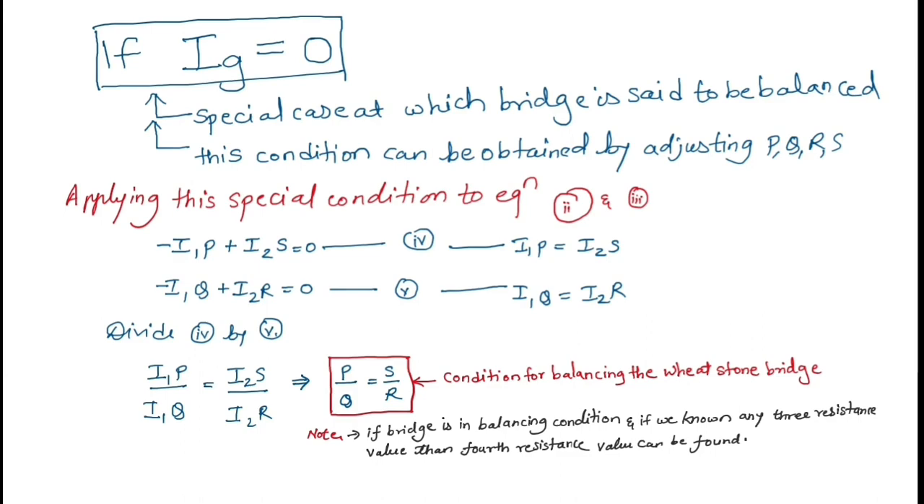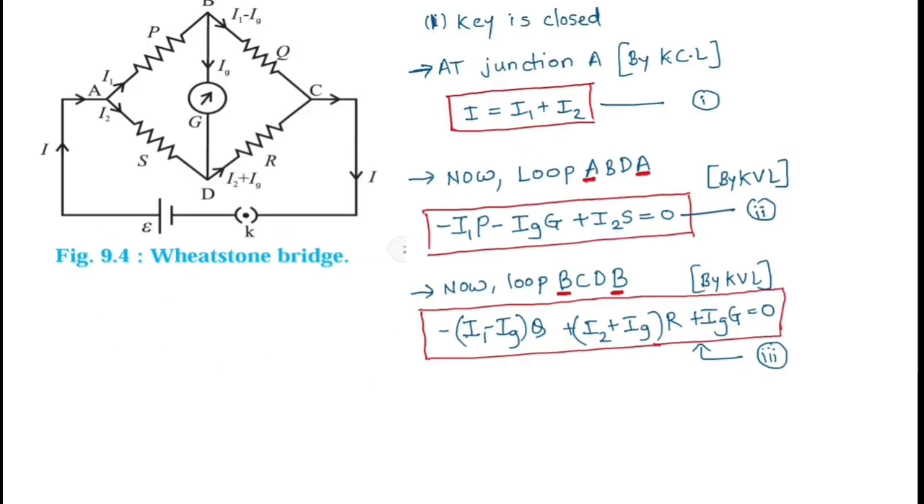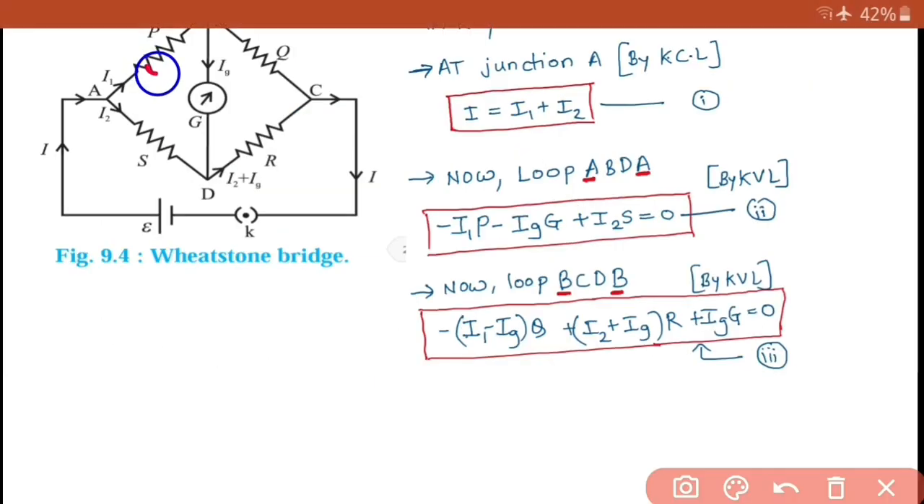Divide equation 4 by 5. You get I1P upon I1Q is equal to I2S upon I2R. I1 gets cancelled, I2 gets cancelled, and you get the condition for balancing the Wheatstone bridge, that is P upon Q is equal to S upon R. This is our balancing condition. The ratio of the resistances in adjacent arms of a bridge will be equal to the ratio of resistances in the other adjacent arms of the bridge, that is P upon Q will be equal to S upon R.